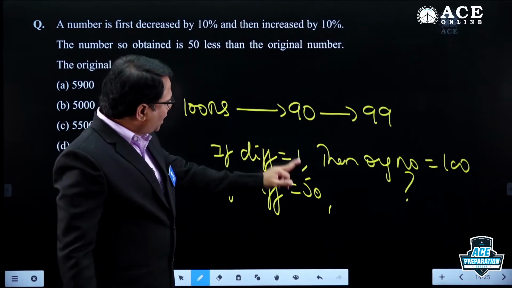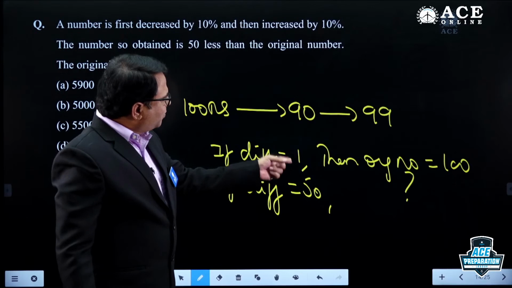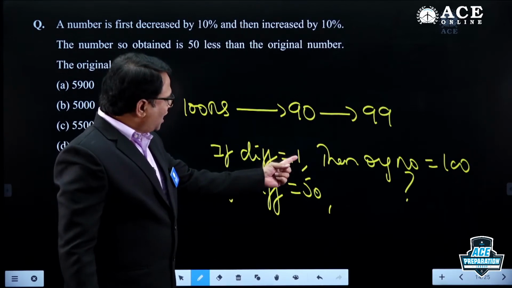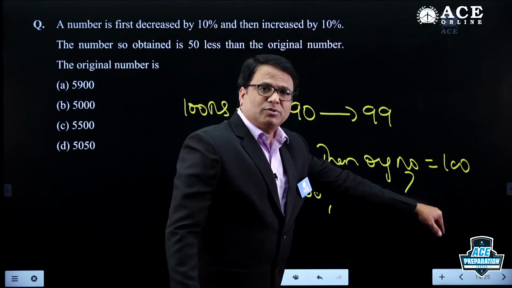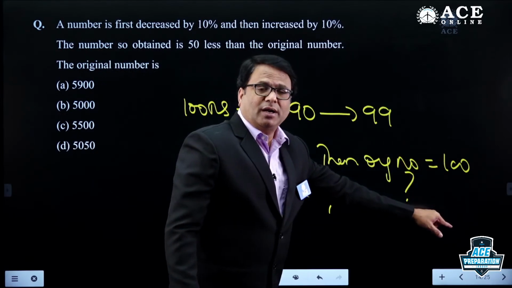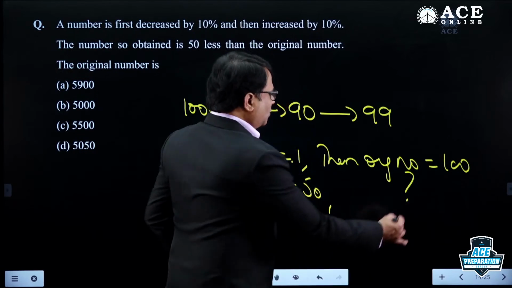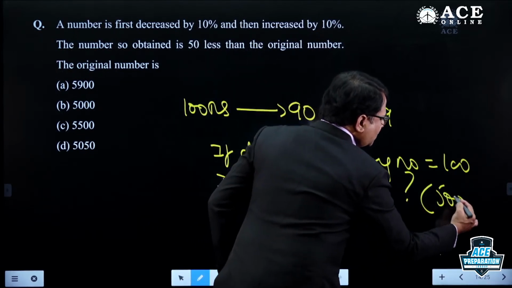Now you can make the vertical comparisons. So this one is becoming 50, so the difference is becoming 50 times. So when the left side becomes 50 times, the right side will also become 50 times. And 50 times of 100 is 5000. So I can say the original number is 5000.